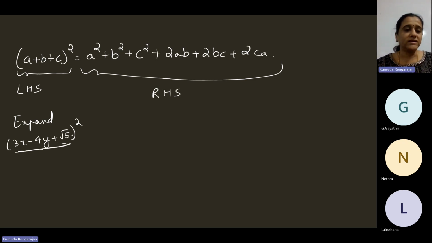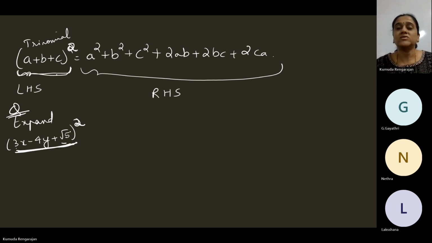Now this one looks like a plus b plus c the whole square. Why? Because in the question, in the bracket, we have three terms, and the left-hand side of the identity also has three terms, and it is squared here. So this is basically finding the square of a trinomial, three terms. Here also we'll have to square this trinomial. So this question looks like the LHS of this identity.